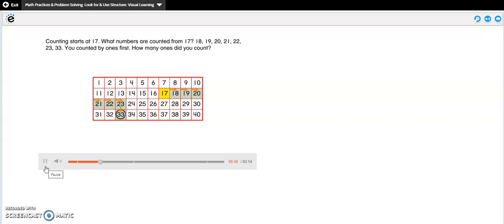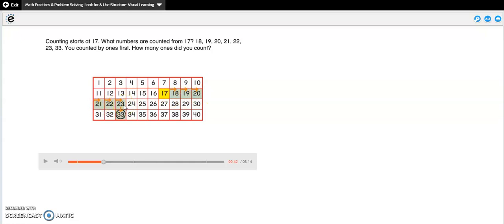You counted by ones first. How many ones did you count? Okay, so they counted by ones first. And the reason that we know that they did that is because they moved along the row. And they just went one space over along the row. So when you're counting along the row, you're counting by ones. 17, 18, 19, 20, 21, 22, 23.